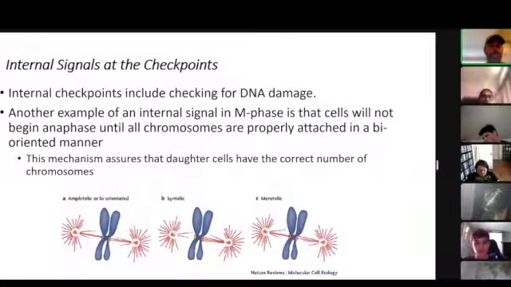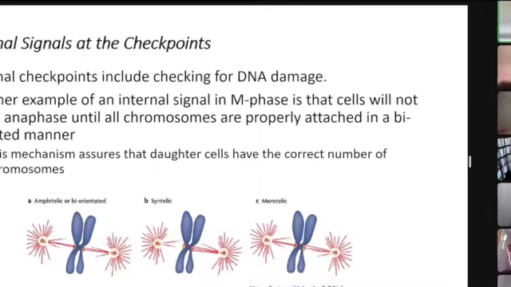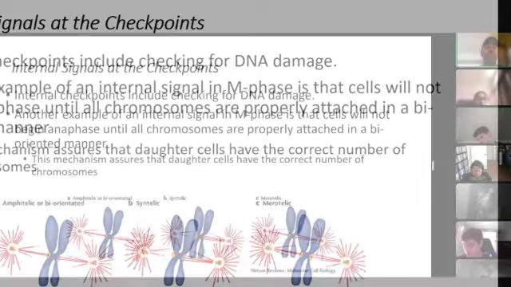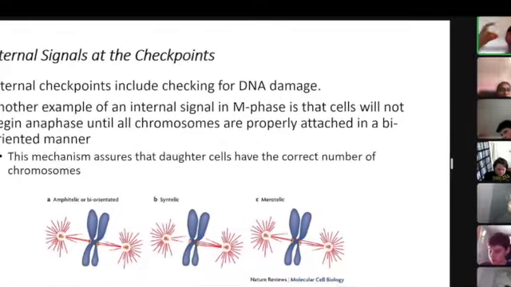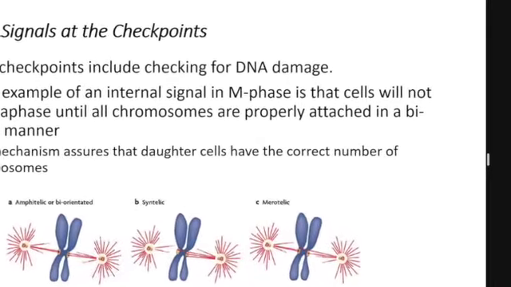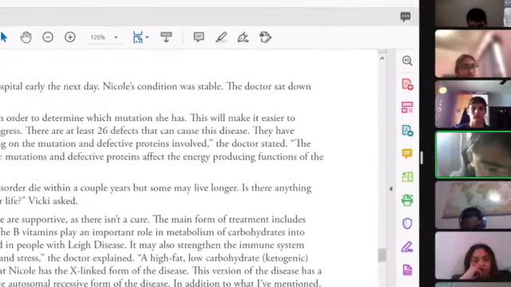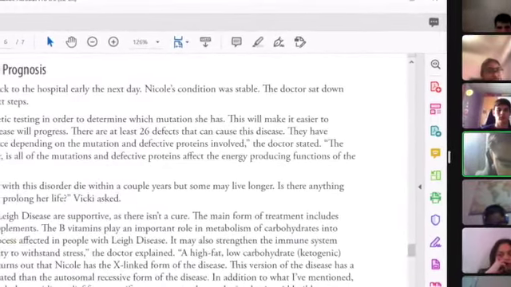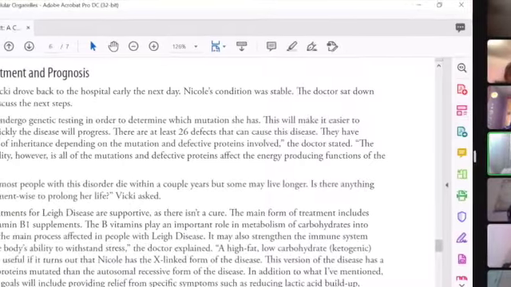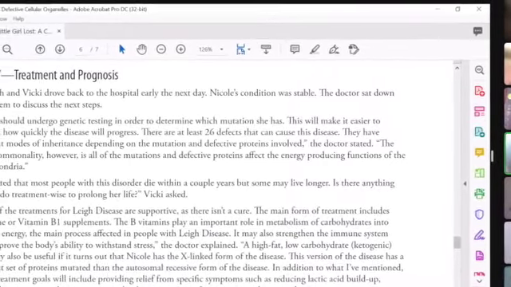Always different types of exceptions. And so just like when we looked at the separation of the chromosomes, a normal process where we have two anchors pulling the chromosomes apart, the main commonality, however, is that all of the mutations and defective proteins affect the energy-producing functions of the mitochondria.